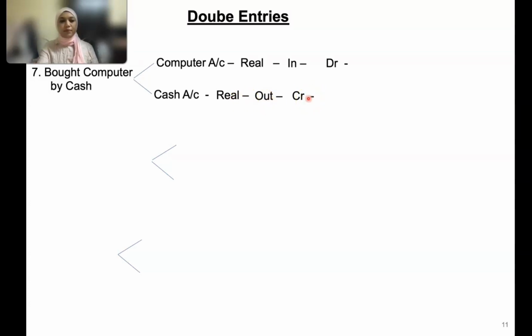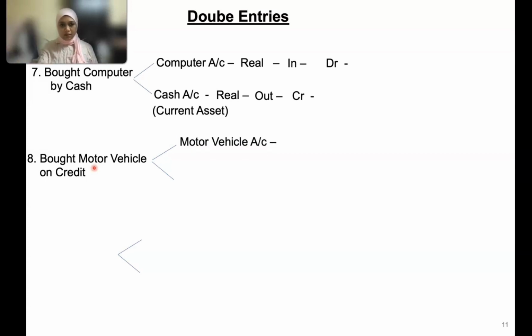Okay, the other example is bought motor vehicle on credit. Bought motor vehicle on what? Credit. Business bought a motor vehicle, so what is the account we are going to open? It is sure we'll open motor vehicle account. The other account, do we pay cash? No, we don't pay cash. We buy a motor vehicle on credit, so we will pay our supplier later, right? So what is the account we are going to open?